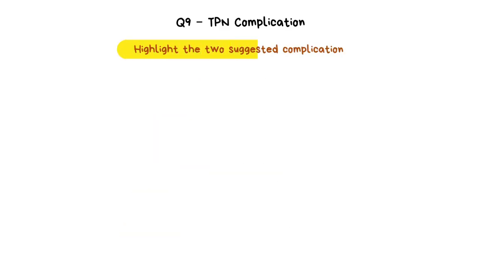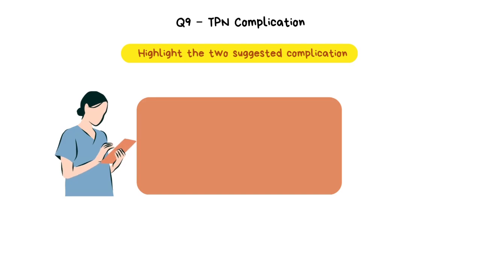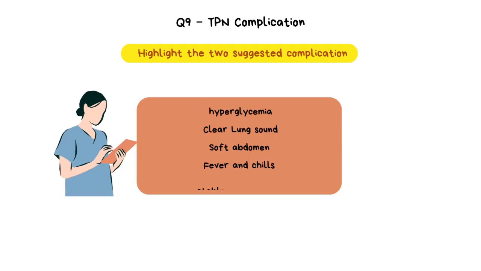Question: a client receiving total parenteral nutrition develops new findings. Highlight the two that suggest a complication. On assessment, the nurse notes hyperglycemia, clear lung sounds, a soft abdomen, fever and chills, and stable electrolytes. Pause and highlight the findings that point to a complication.